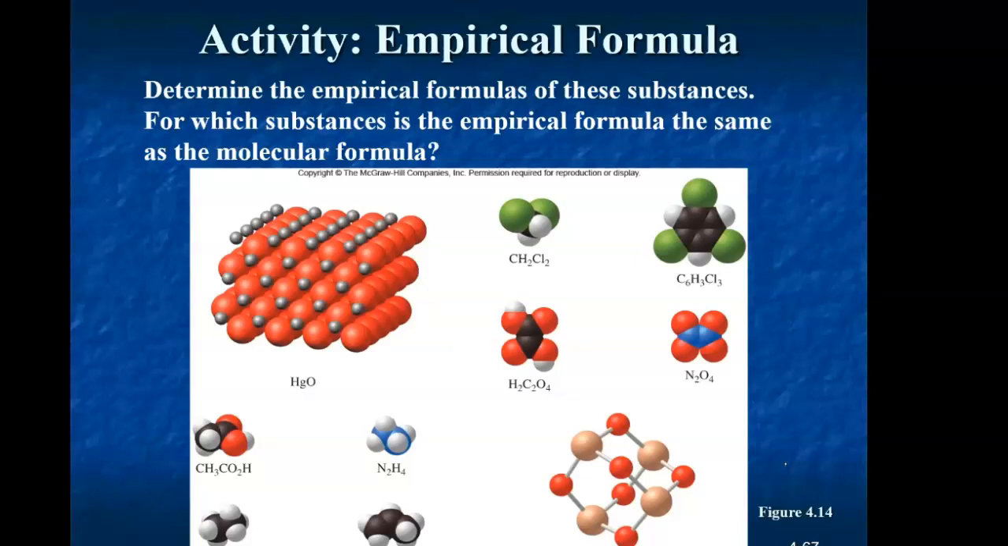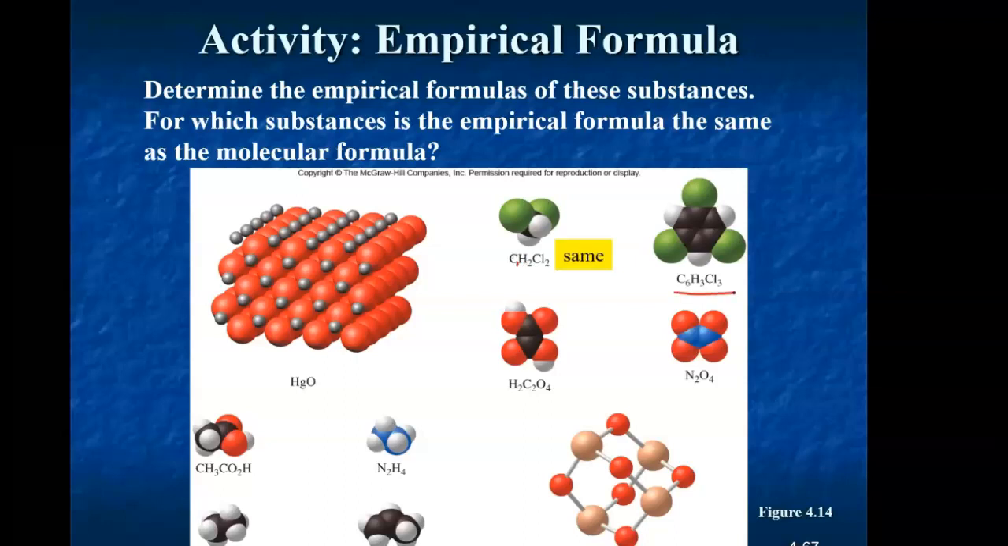Empirical formulas, if you can simplify anything, you can simplify it. So it doesn't matter if it's a polyatomic ion or a molecule. If it's able to be simplified, you can simplify it. Okay, so how about this CH2Cl2? Can this be simplified? Right, so we have one carbon, two hydrogens, and two chlorines. So we can't simplify this one because we have one carbon here, so it's already simplified.